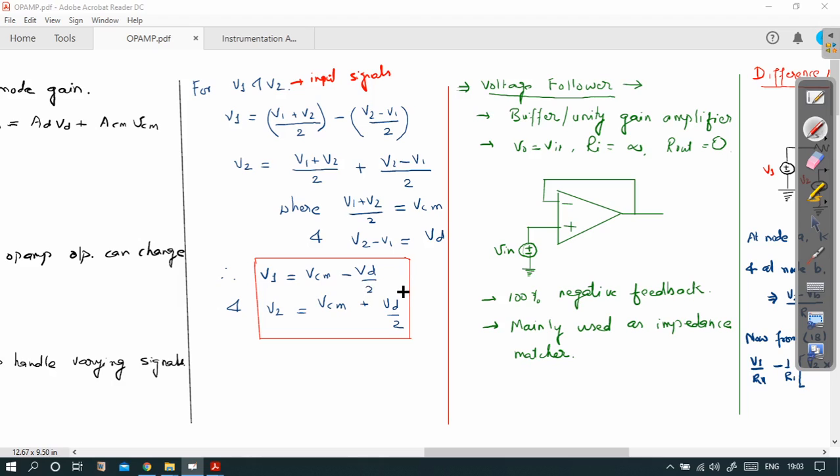And why is it done here? Because these two things, the common part and the difference part, are very important when you are dealing with an op-amp, and always we want to amplify the difference part. We do not want to amplify the common part.